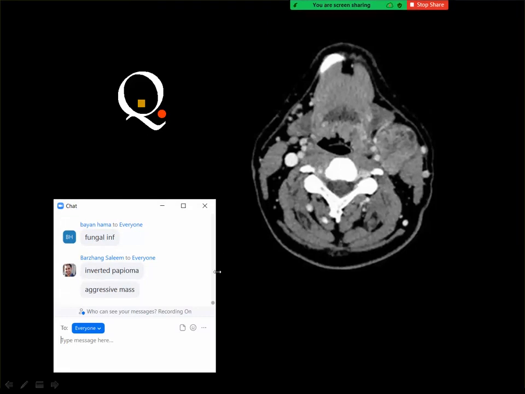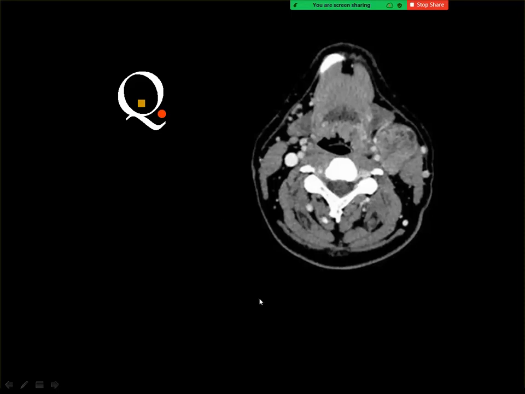Yes, aggressive mass. Okay, and then I have mentioned before that if you are confronted by a lesion like this, then you have to ask yourself first, is this lesion a benign lesion or a malignant lesion? And if you decided that this is a malignant lesion, there are only three possibilities: the carcinoma of this place, the lymphoma, and the metastatic deposits.